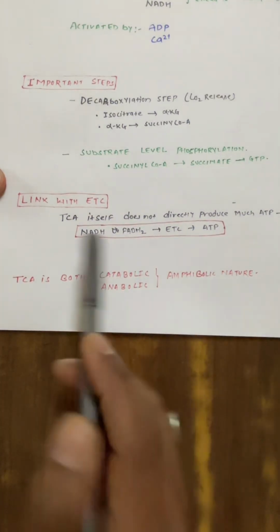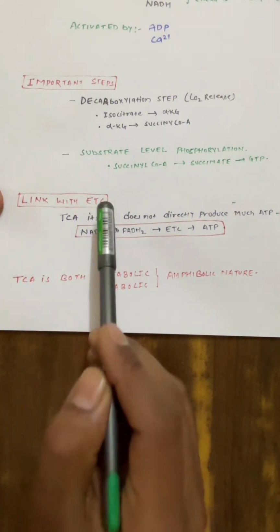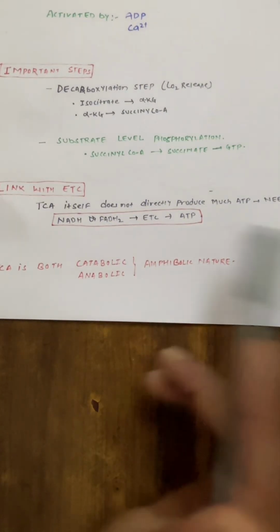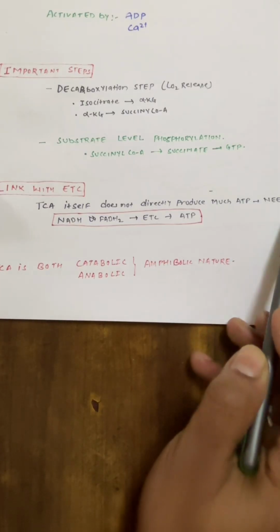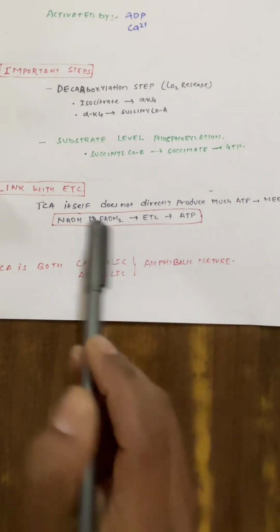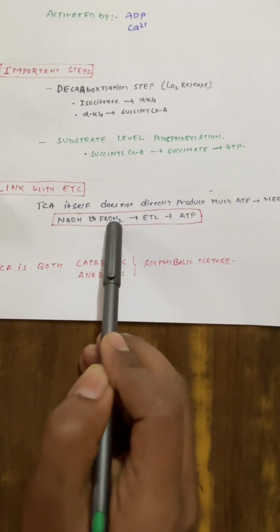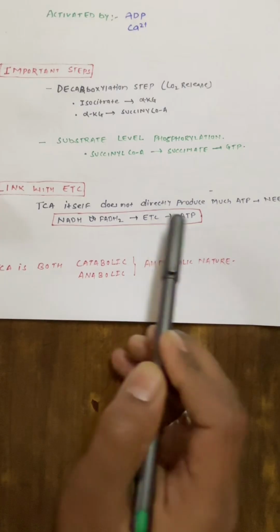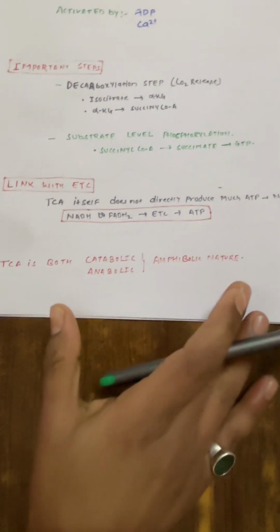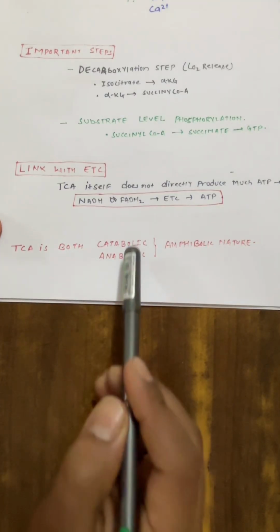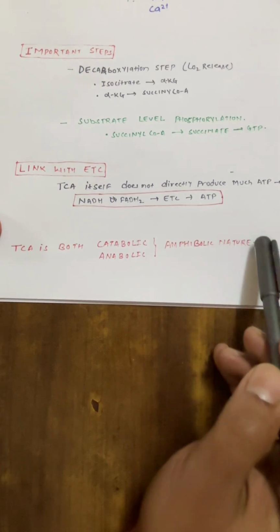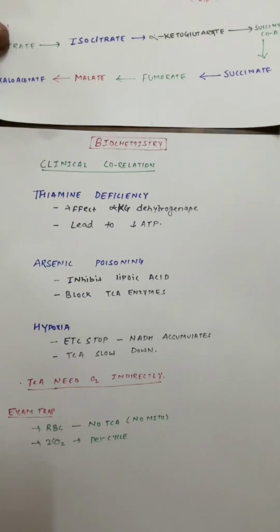Now, linking the Krebs cycle to the ETC, we all know that the TCA cycle itself doesn't directly produce much ATP. So it needs the electron transport chain, so that the NADH and FADH2 enter the electron transport chain and can produce ATP. The next important thing we must remember is that TCA is both a catabolic and anabolic cycle. That's why it is also called amphibolic in nature.